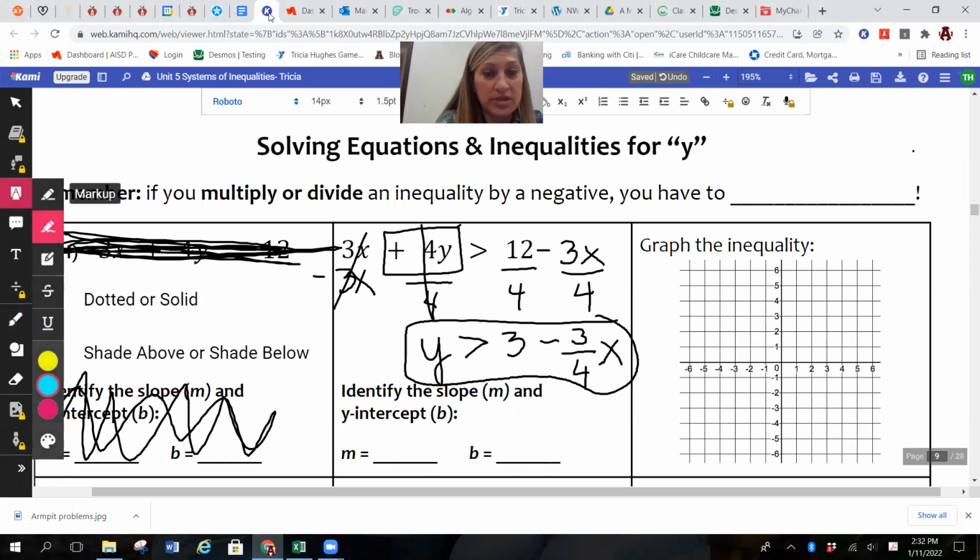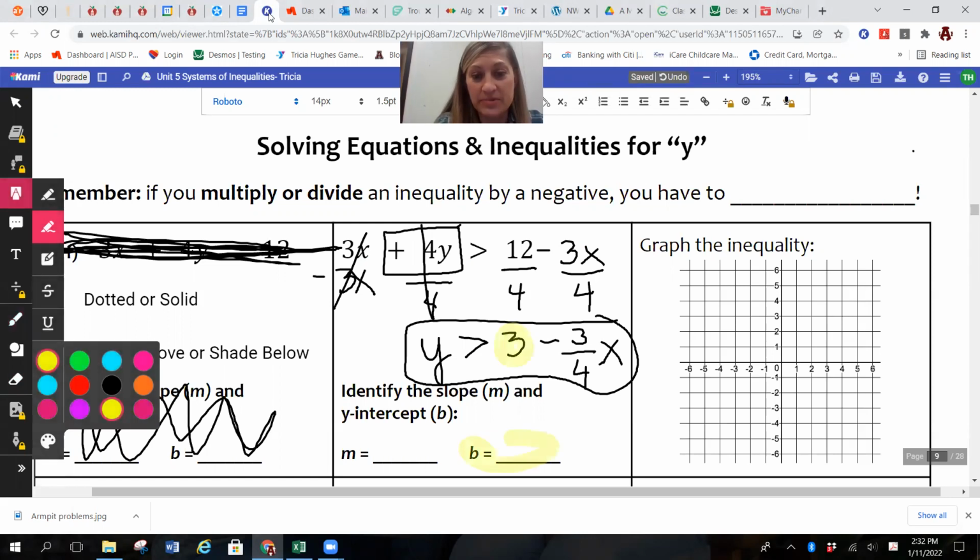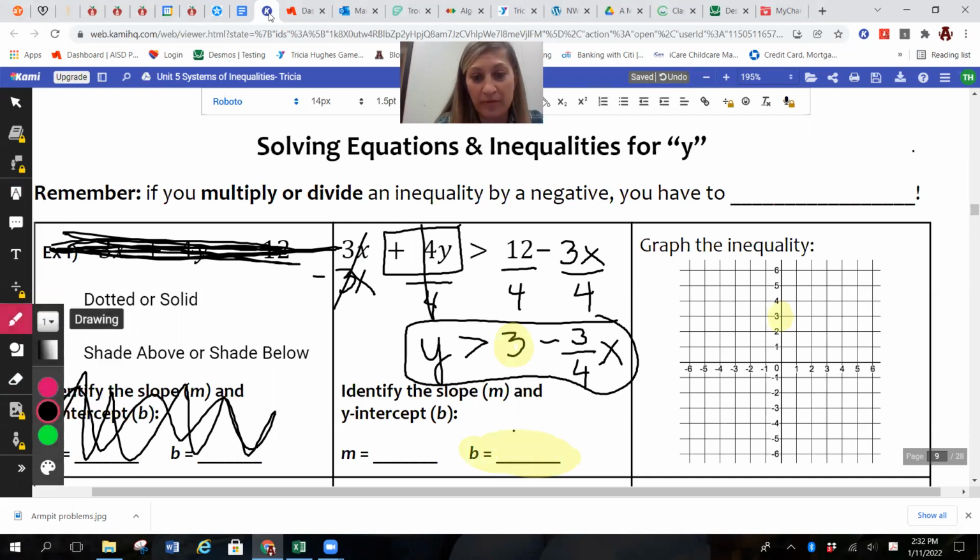I will note that our y-intercept is 3. I'm going to go ahead and fill that blank in. My slope is negative 3 over 4, which means my line should be going down.